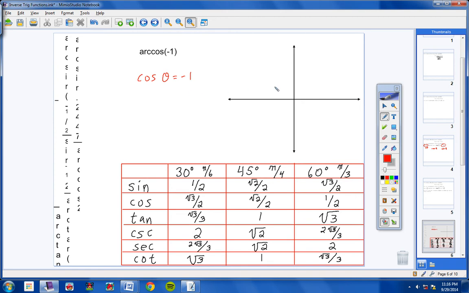Now, remember, cosine runs from 0 to 180, the first and second quadrants. Okay, so keep that in mind. Now, I'm going to go ahead and type in the cosine of 0 and the cosine of 90 and the cosine of 180 to see if I get out a -1. All right, so here we go. I'm going to make sure I'm in degrees real quick, and I am.